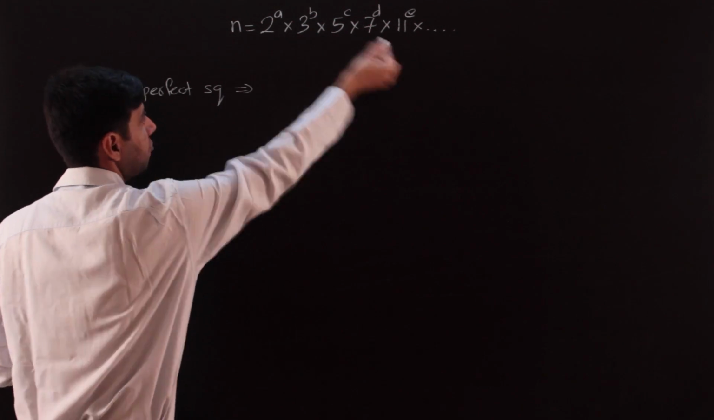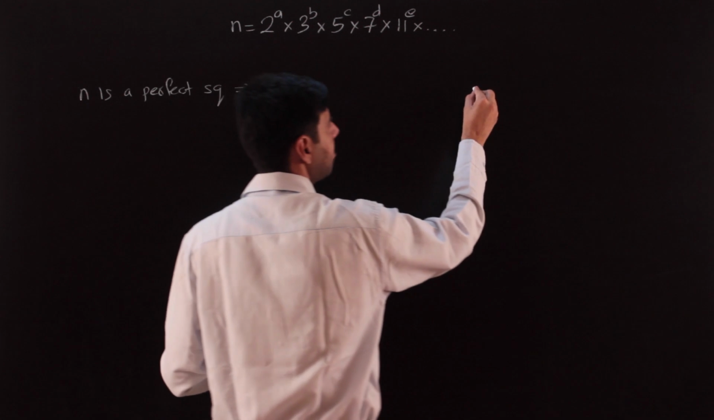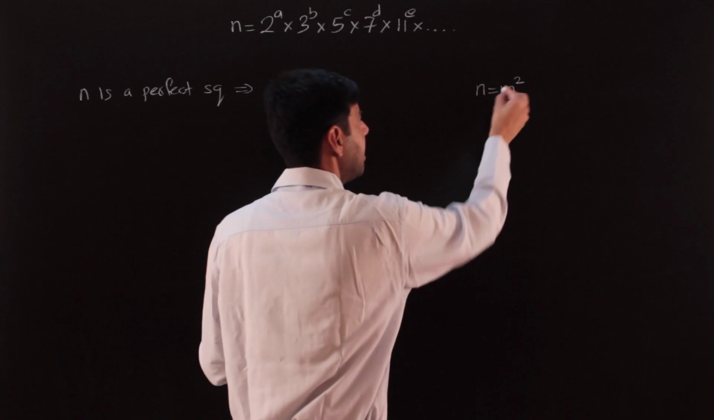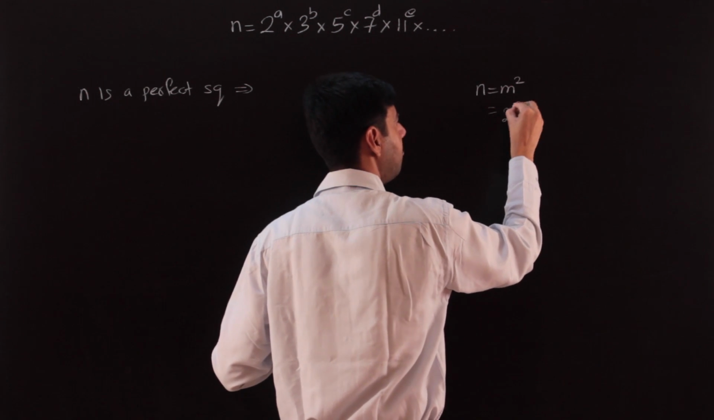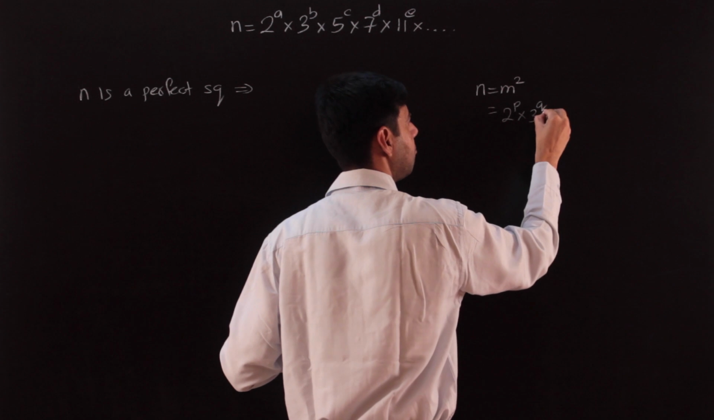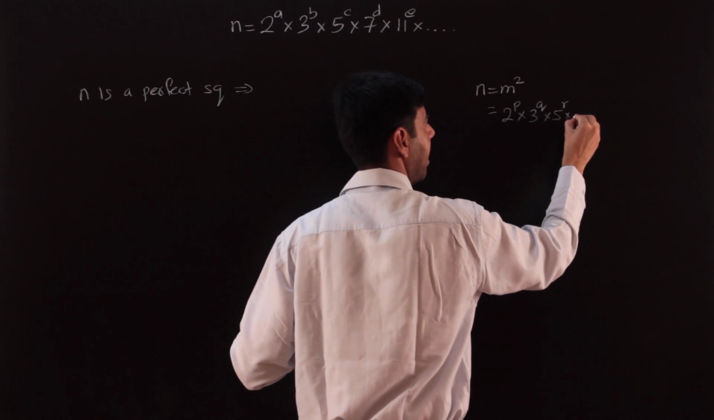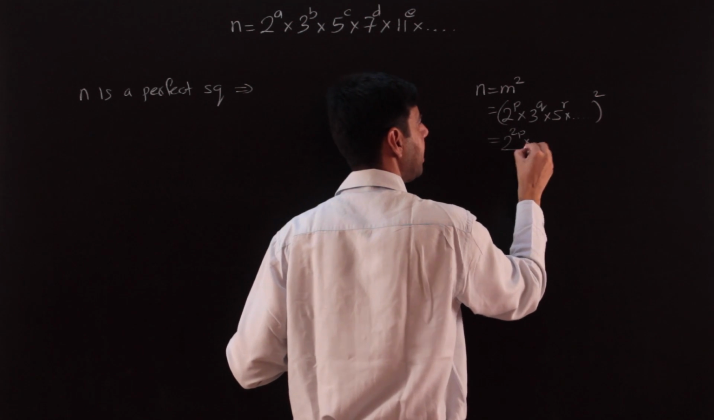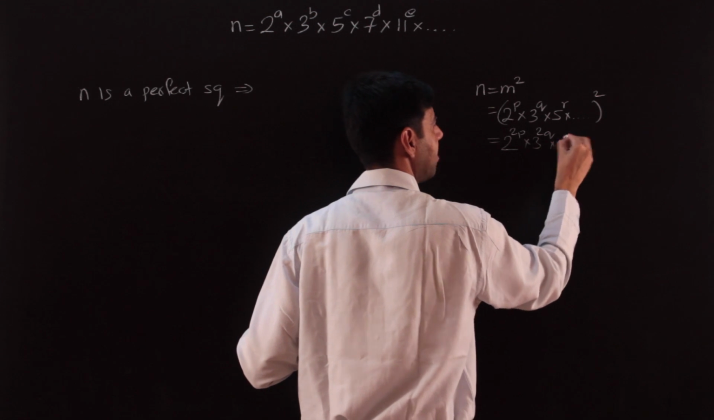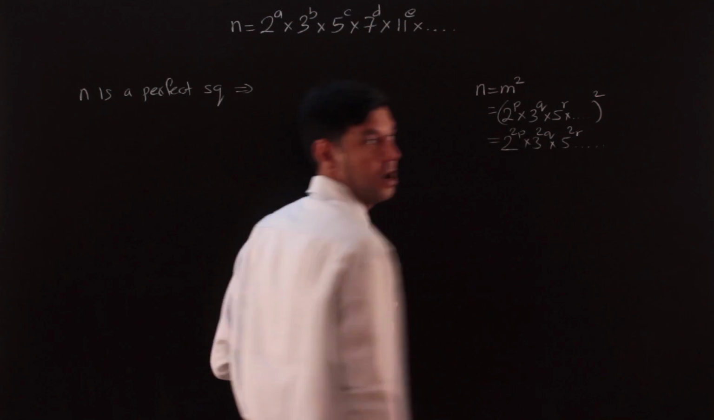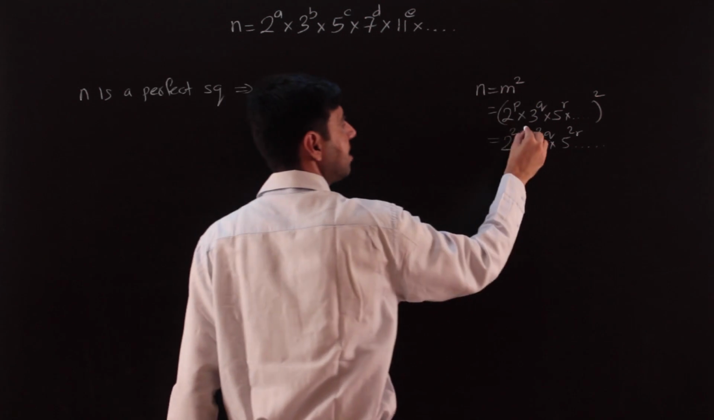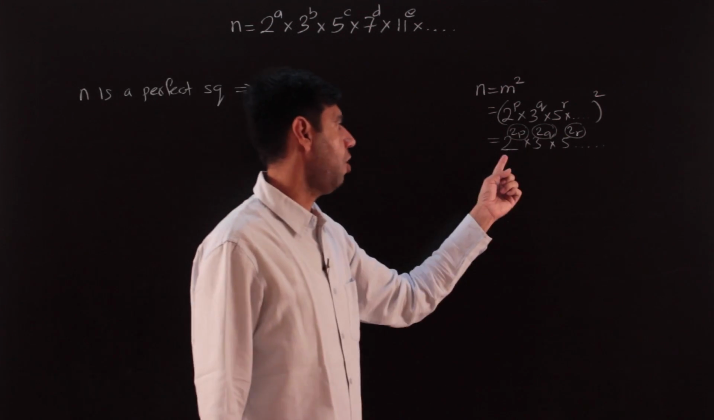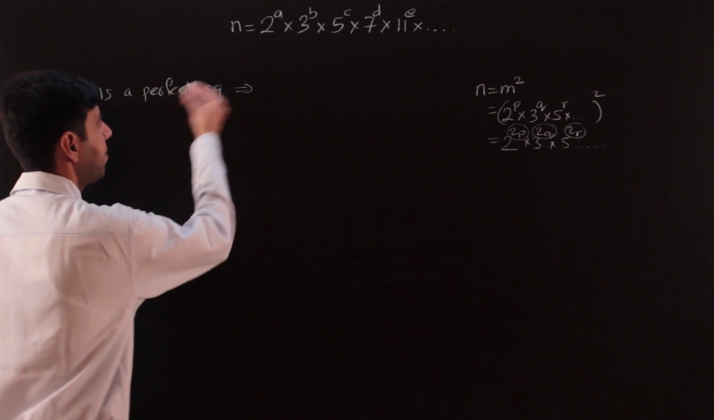So how can I visually check that it's a perfect square? If n is a perfect square, I know that n is nothing but the square of a natural number. That m itself in its factorized form will be 2 to the power p, 3 to the power q, 5 to the power r, and so on. So its square would become 2 to the power 2p, 3 to the power 2q, and 5 to the power 2r, and so on. So what we notice is, if n is a square, all the indices of the primes have to be multiples of 2.